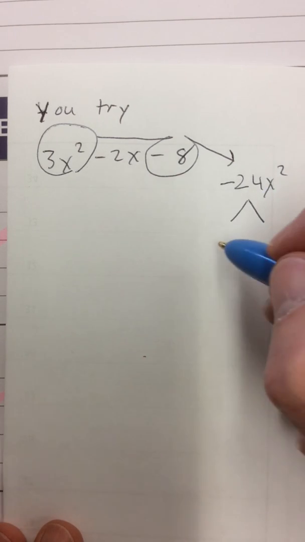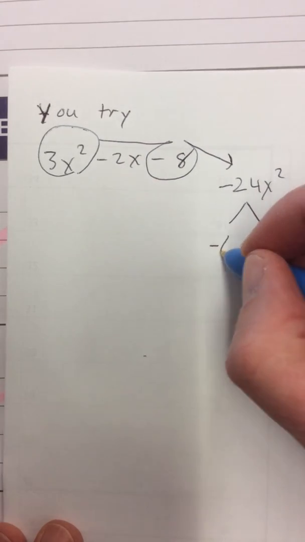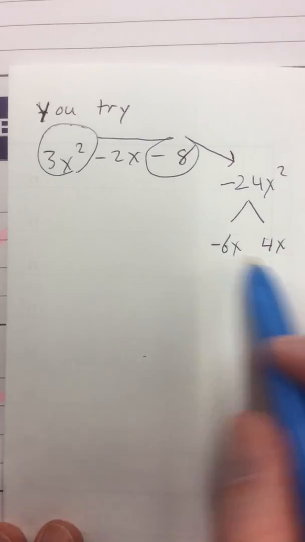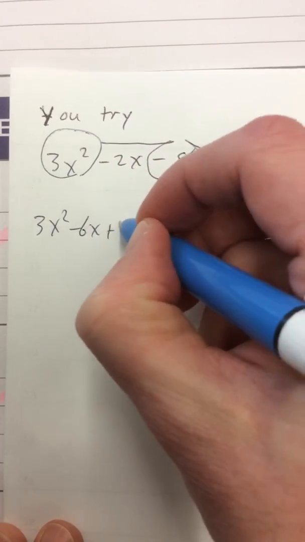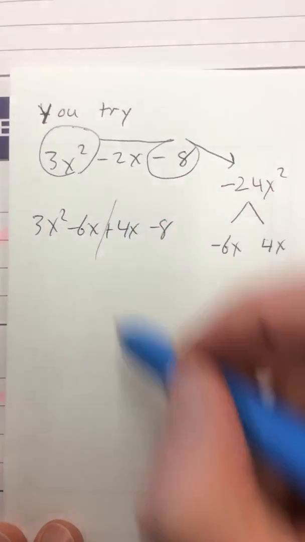So negative 24x squared. So what two things multiply to make negative 24 and add to make negative 2? That's negative 6x and positive 4x. And then we put those in there. So we have 3x squared minus 6x plus 4x minus 8. And then we divide and conquer.